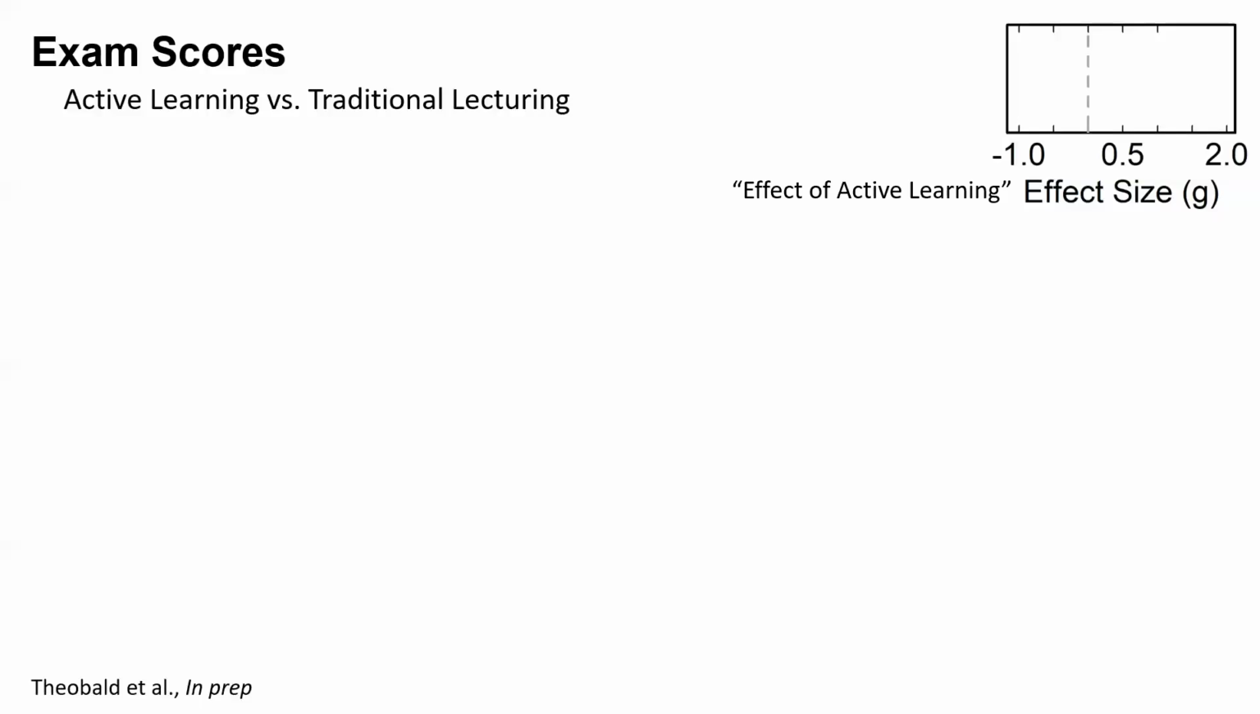So again, you can think of the effect size as the effect of active learning. If the effect size is 0, that means exam scores in passive learning classes and active learning classes were the same. If the effect size is negative, that means that exam scores on these identical exams were lower in active learning classes than in passive lecturing classes.